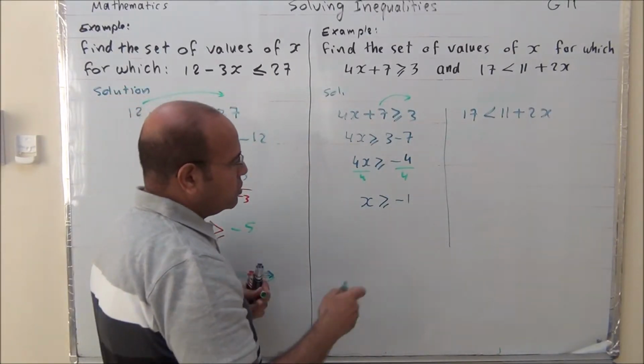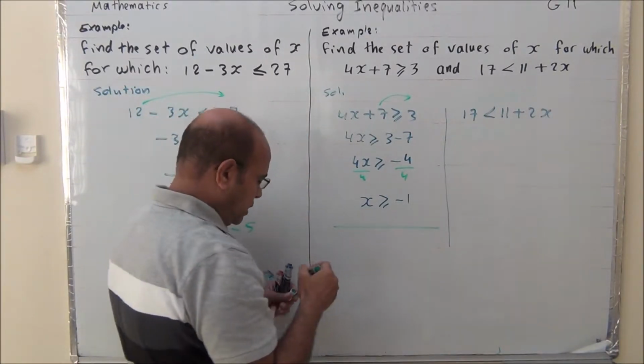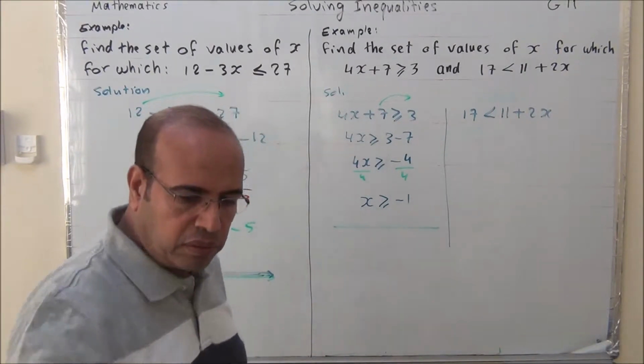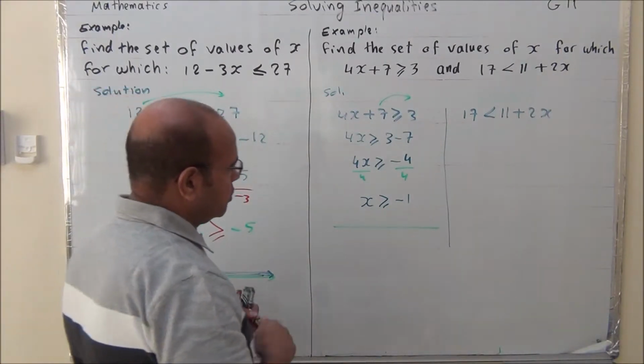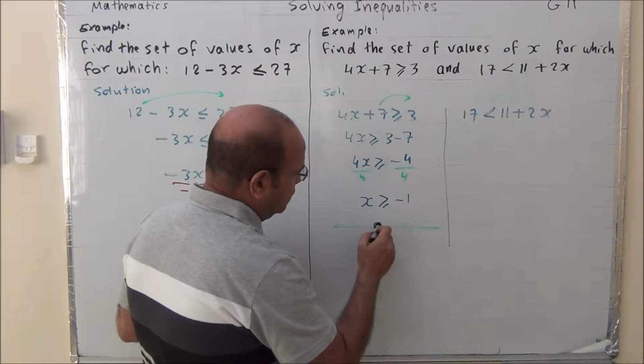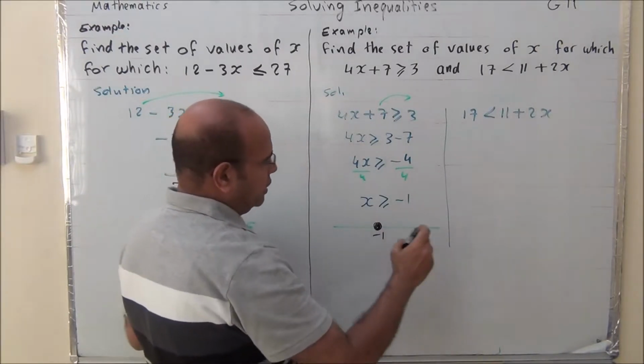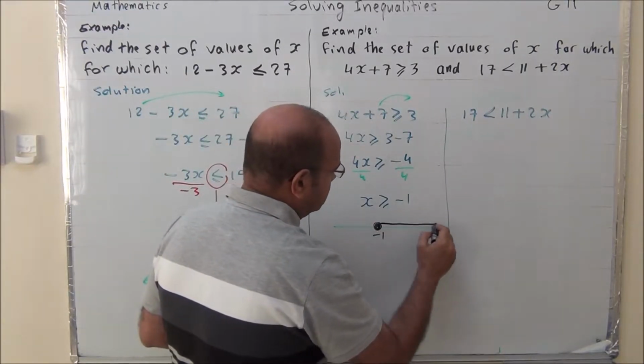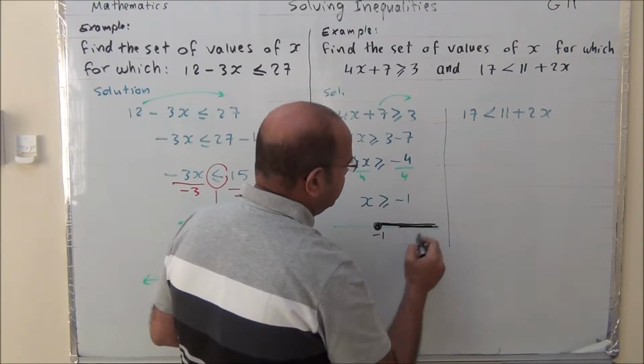We represent the solution of this inequality on the number line. It's a closed circle around negative 1. It's greater than, so we move to the right. So this is the solution of the first inequality.